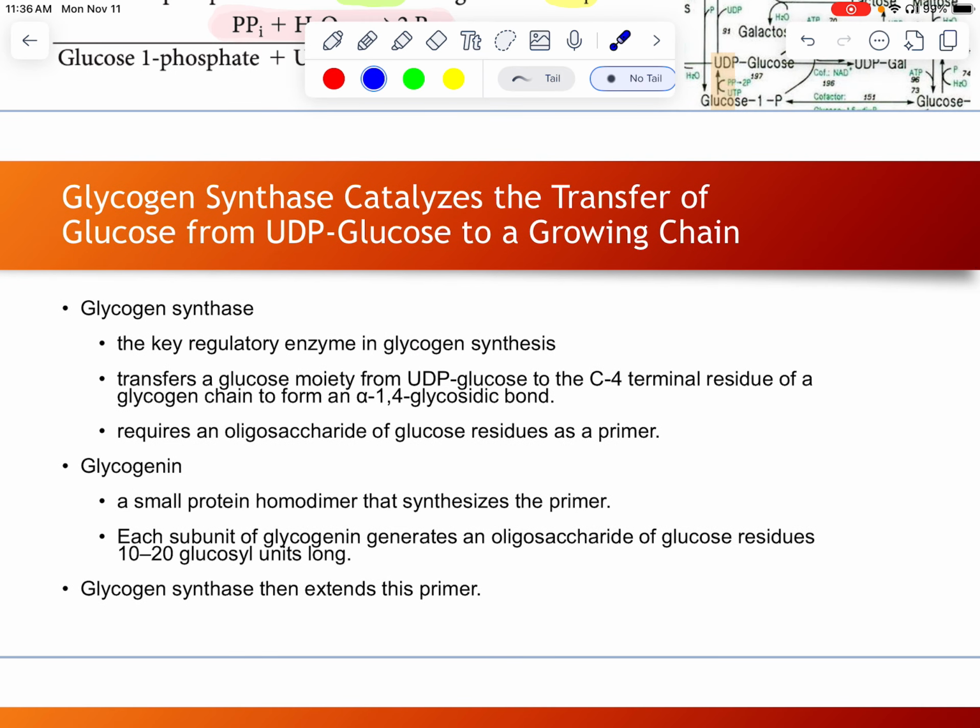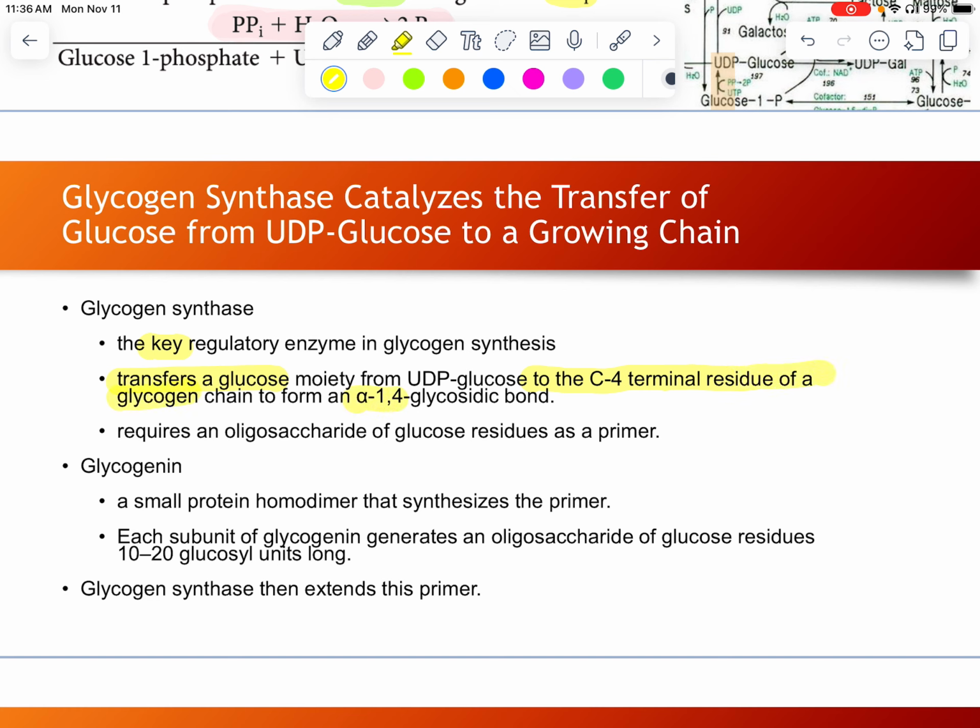All right, so glycogen synthase is our enzyme, and it catalyzes the transfer of glucose from that UDP glucose to a growing chain in our glycogen. All right, so let's talk through this, and then we're going to look at a lot of pictures, okay? So glycogen synthase is the key regulatory enzyme in glycogen synthesis, and it transfers a glucose to the C4 terminal residue of a glycogen chain.